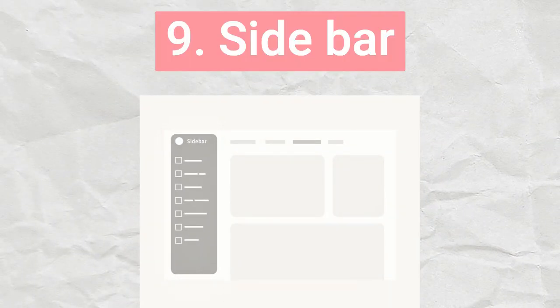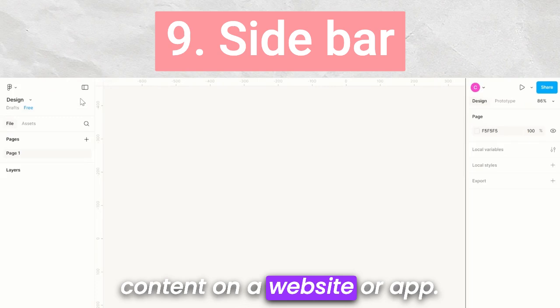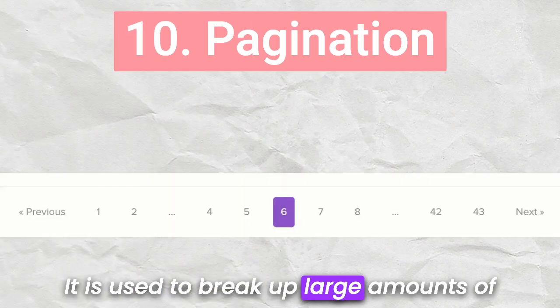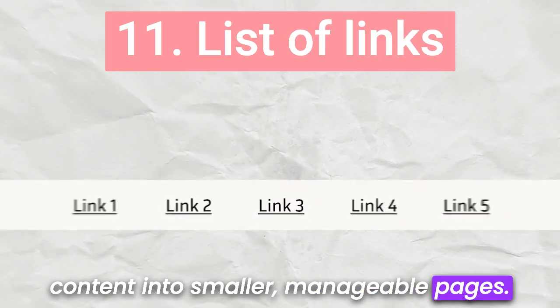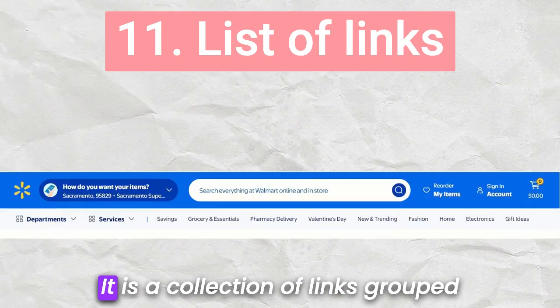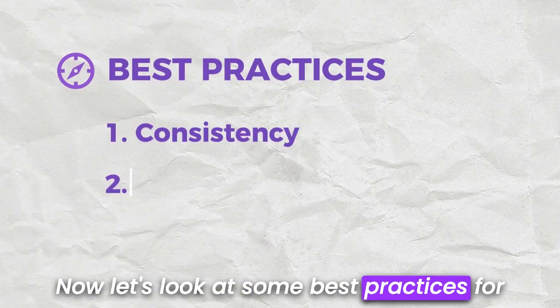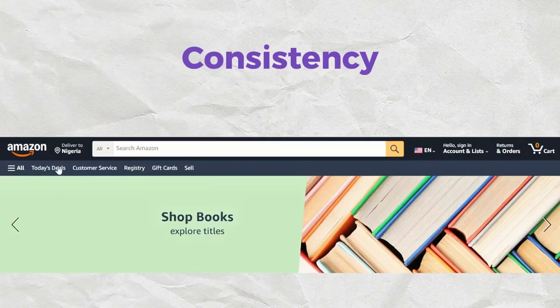Sidebar. A panel that sits next to the main content on a website or app. Pagination. It is used to break up large amounts of content into smaller, manageable pages. List of links. It is a collection of links grouped together in a structured way. Now let's look at some best practices for designing effective navigation elements.